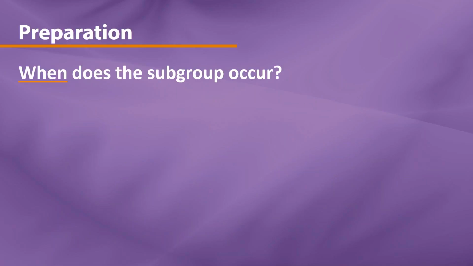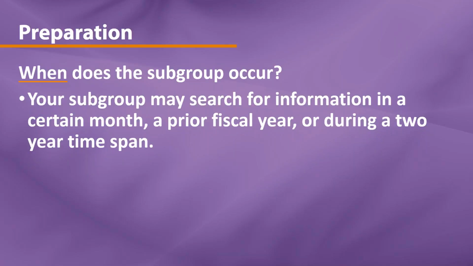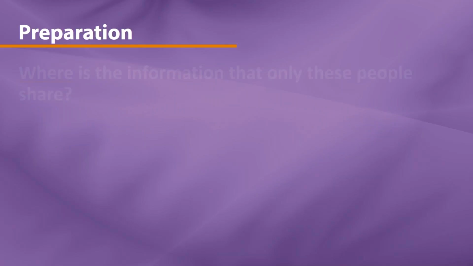So time is a factor when we're thinking about subgroups. Your subgroup may search for information in a certain month, a prior fiscal year, or during a 2-year time span. Every single subgroup isn't as of this exact moment in time. You may be saying, hey, I want to find people who attended over the last 6 months, or attended over the last year but did not attend this year. So there are different types of time frames that you'll want to consider.